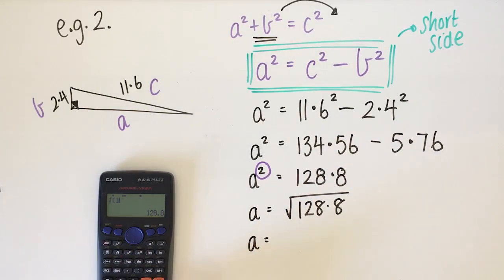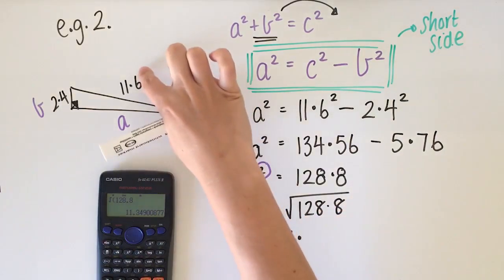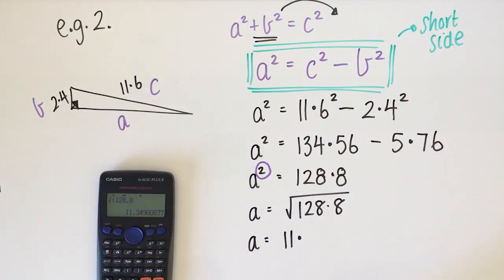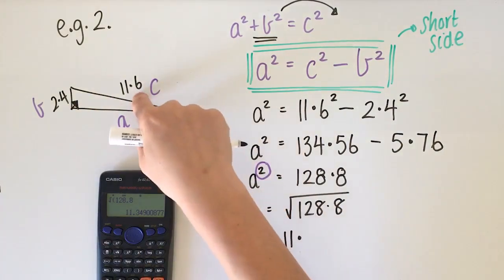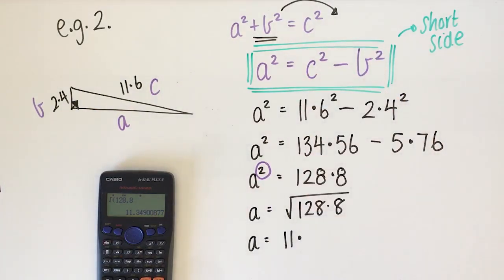Square root of 128.8 is 11 point... If the question asks you for one decimal place, or provides you with one decimal in the question, then we should assume that in the answer we'll just go to one decimal place as well. So this says 11.349 etc. We only want one decimal place.